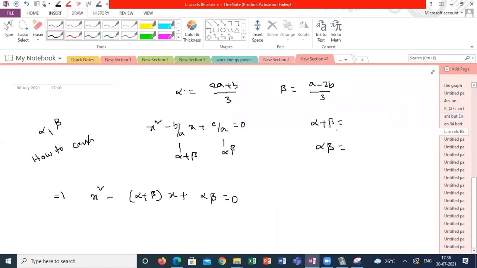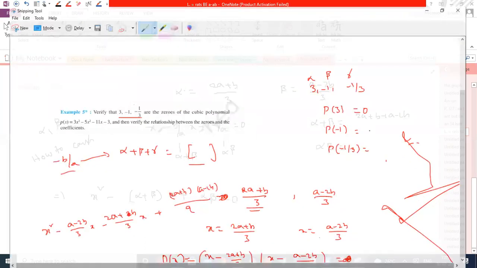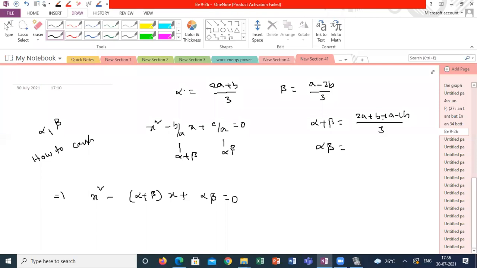Yes, sir. So alpha plus beta is (2a plus b) plus (a minus 2b), am I right? Divided by 3. This will be how much? 2a plus a is 3a, b minus 2b is minus b, by 3. Alpha into beta is (2a plus b) into (a minus 2b). Are the zeros correct?